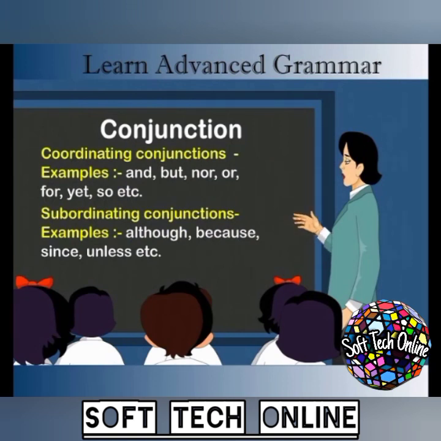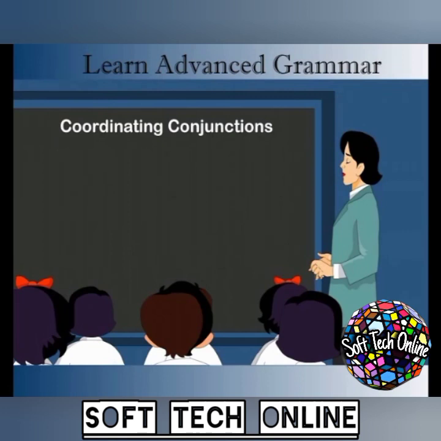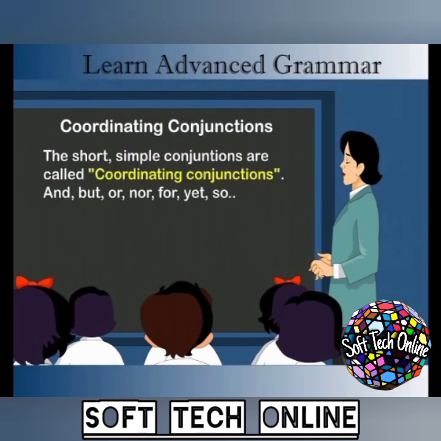Coordinating conjunctions. Examples: and, but, nor, or, for, yet, so, etc. Subordinating conjunctions. Examples: although, because, since, unless, etc. Coordinating conjunctions. The short, simple conjunctions are called coordinating conjunctions: and, but, or, nor, for, yet, so.